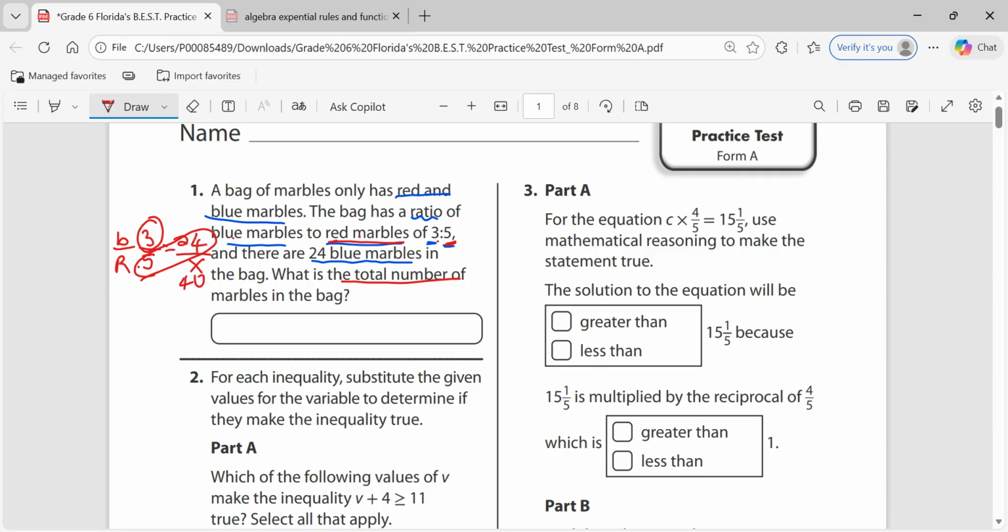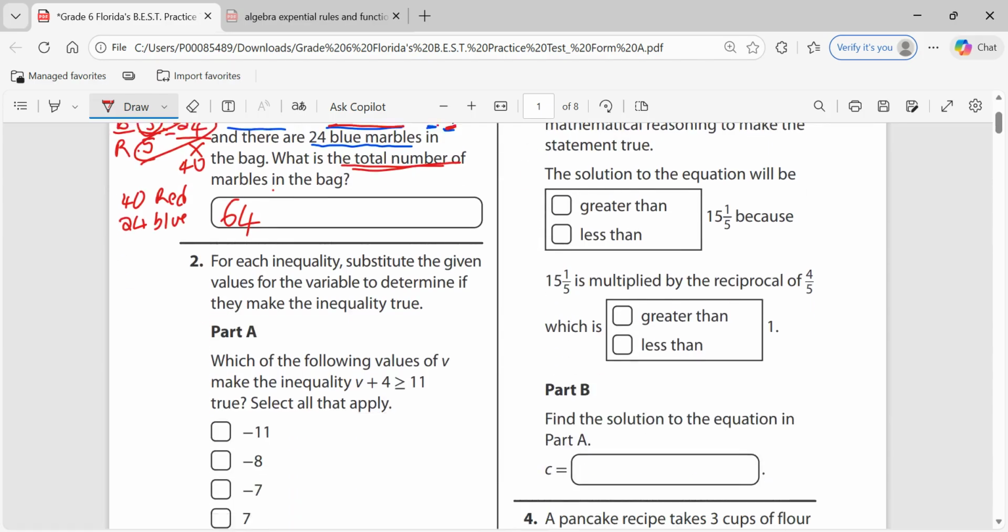So there are 40 red marbles. Now, you might want to think the answer is 40, but that's not so, because they want the total number of marbles in the bag. So at this point, there are 40 red marbles and there are 24 blue marbles. So altogether, there are 64 marbles in the bag. That's our final answer, the total number.